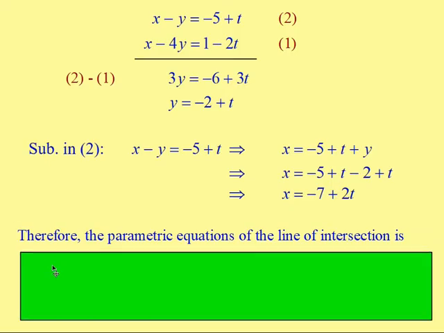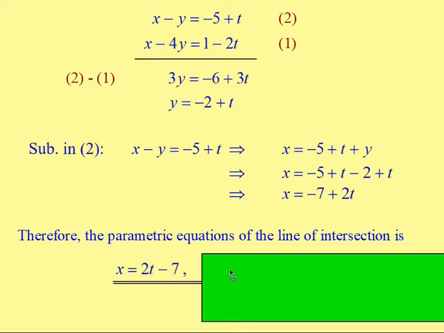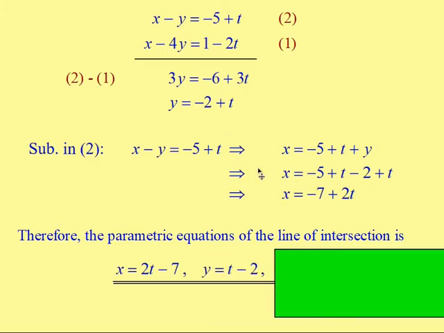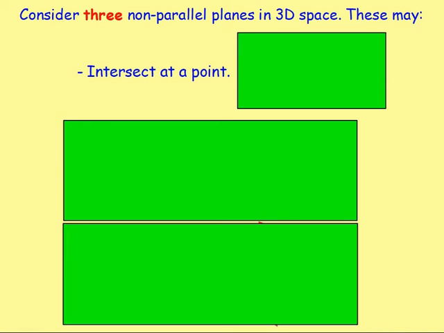So you can say that the parametric equations of the line of intersection will be x equals 2t take away 7. If you just rearrange that, you'd have y equals t take away 2, and your z was equal to t. So that would be your answer. Woo! Let's move on then.